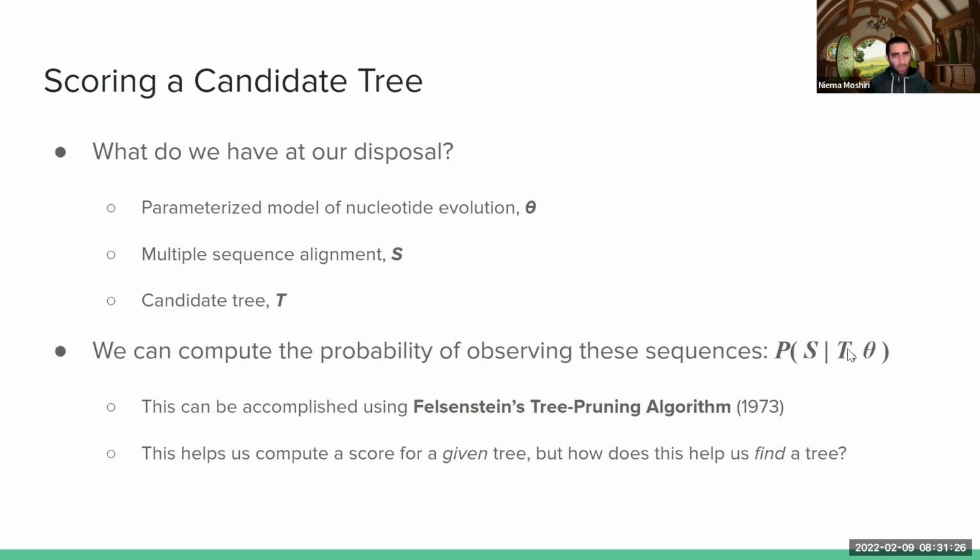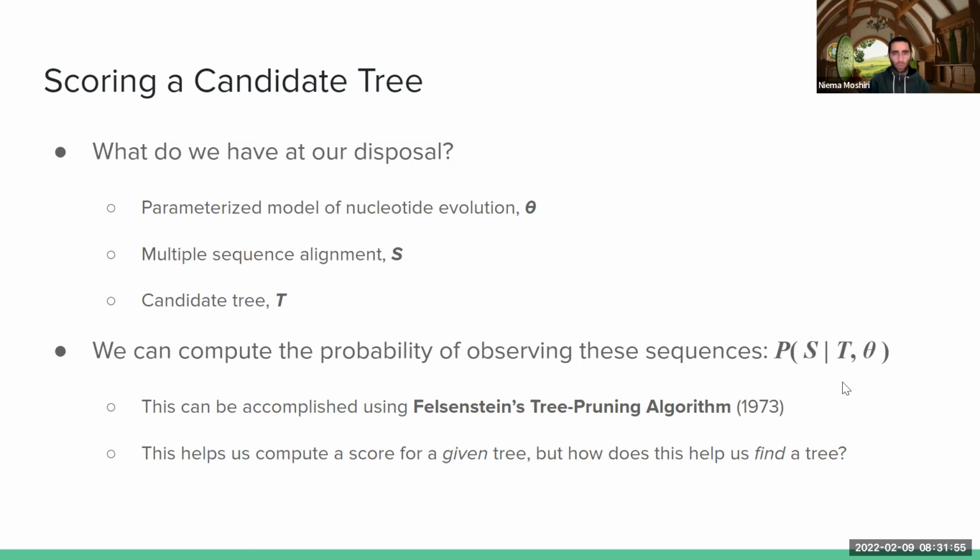So what does this help us do? Basically, I can use this probability as a score. If you gave me one tree, I can compute this probability. If you gave me a different tree, I can compute its probability, and then whichever one of those two has the higher probability, I'm going to treat like a score. And I'll say that the one that has the higher probability is the better one. So what this helps us do is if you gave me a tree, this helps me compute the score of that tree.